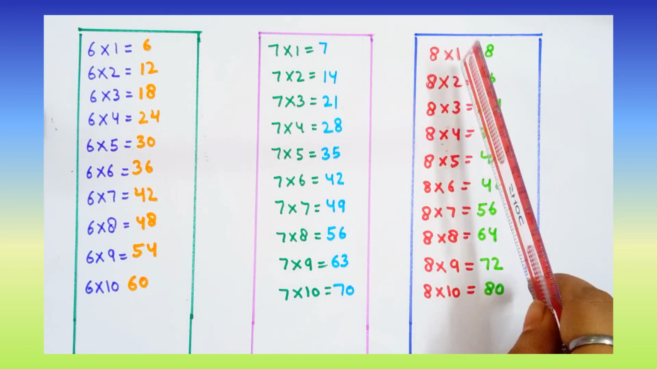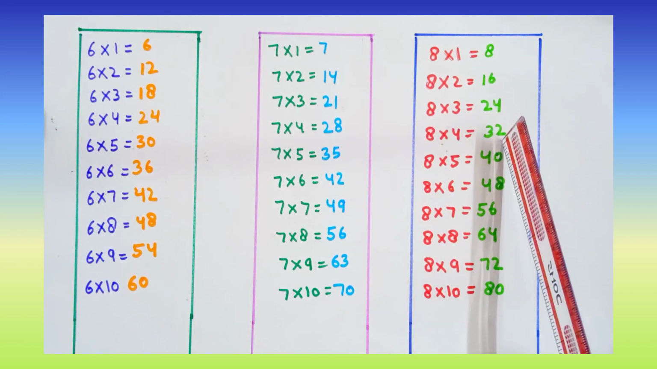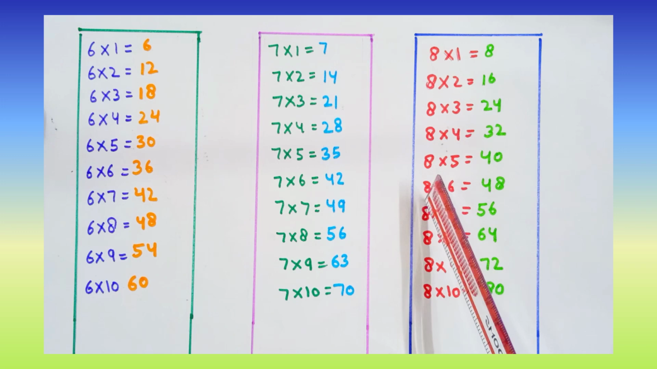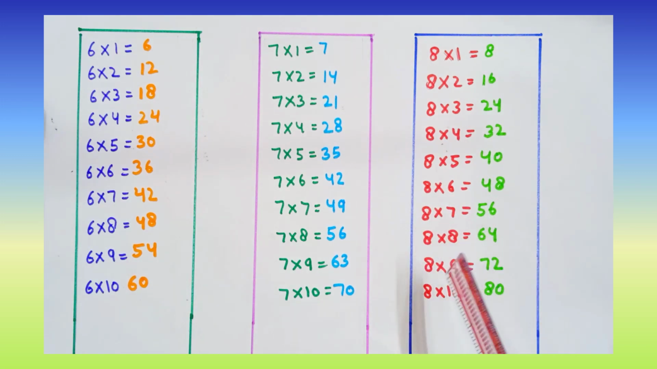8 का टेबल. 8 ones are 8, 8 twos are 16, 8 threes are 24, 8 fours are 32, 8 fives are 40, 8 sixes are 48, 8 sevens are 56, 8 eights are 64, 8 nines are 72, 8 tens are 80.